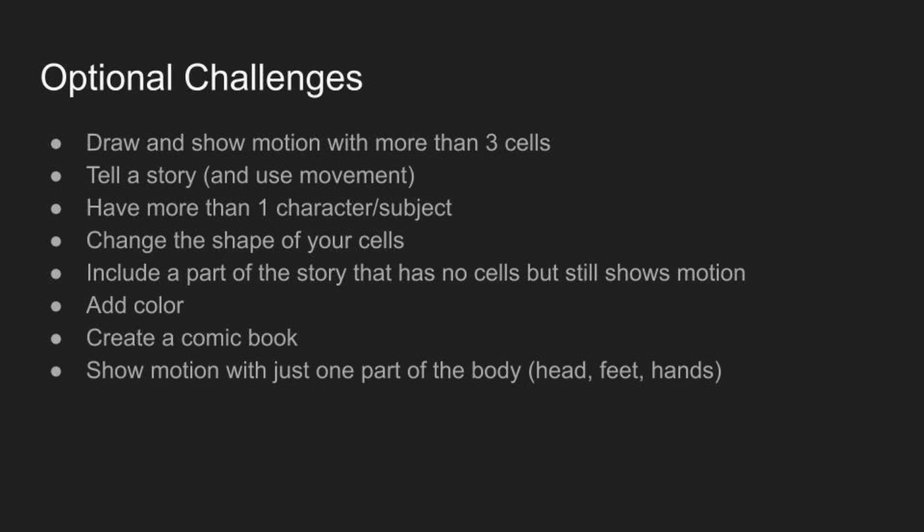Optional challenges, if you think that's super easy: you could draw and show motion with more than 3 cells. You could tell a story and use movement in that story, have more than 1 character or subject, change the shape of your cells, include a part of the story that has no cells but still shows motion, add color. You could create a whole comic book. You could show motion with just one part of the body, like the head, the feet, or the hands.